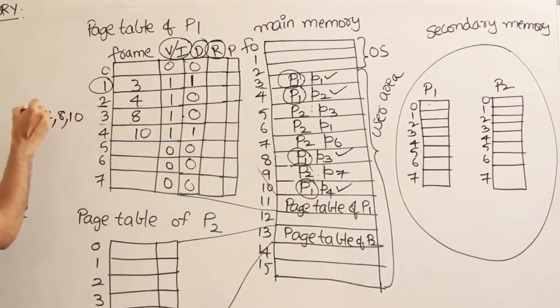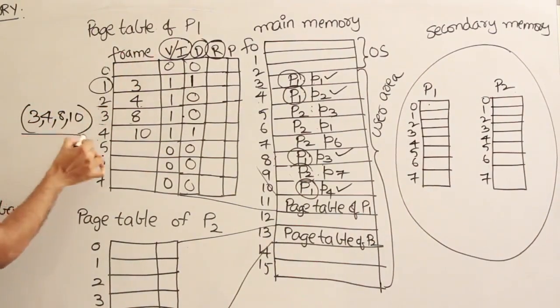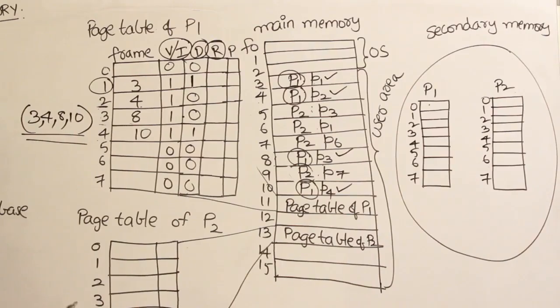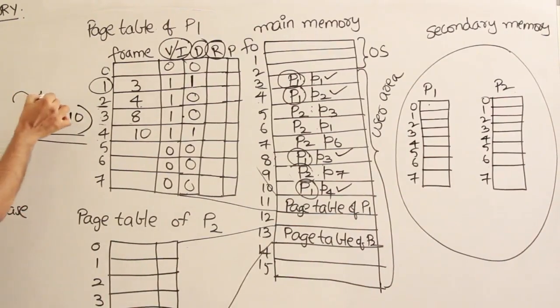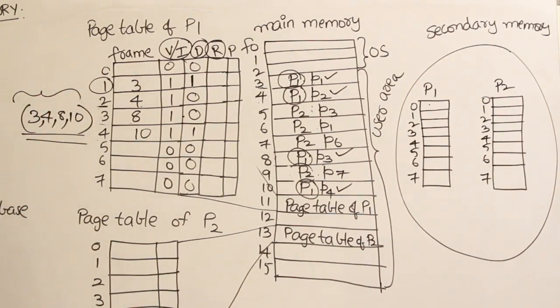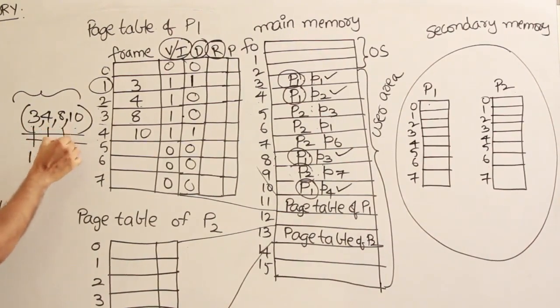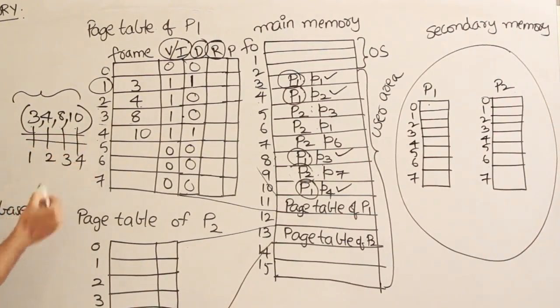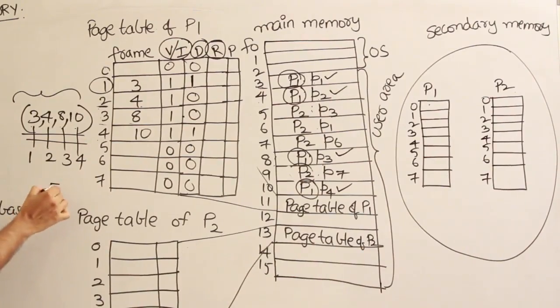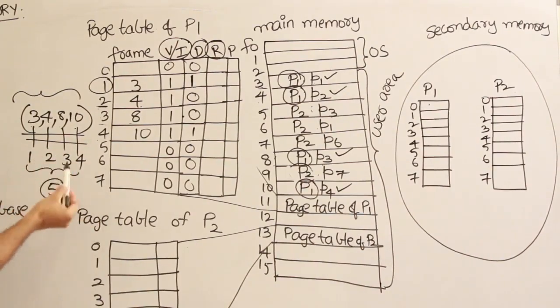These frames are dedicated to process P1 as of now, right? Then most of the algorithms will try to use these dedicated frames in order to run the process. Then what happens is, when we have 3 frames, 3, 4, 8, 10, and right now they are holding the process pages, page 1, page 2, page 3 and page 4. And if I need a new page number 5, then one of these pages has to be replaced, right? Then which one is more suitable?